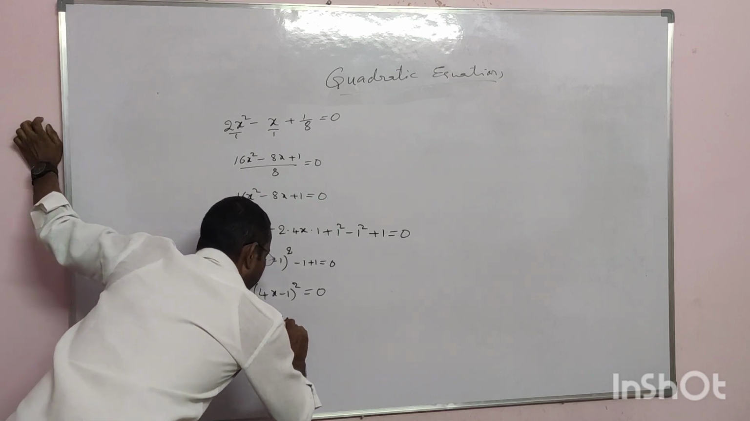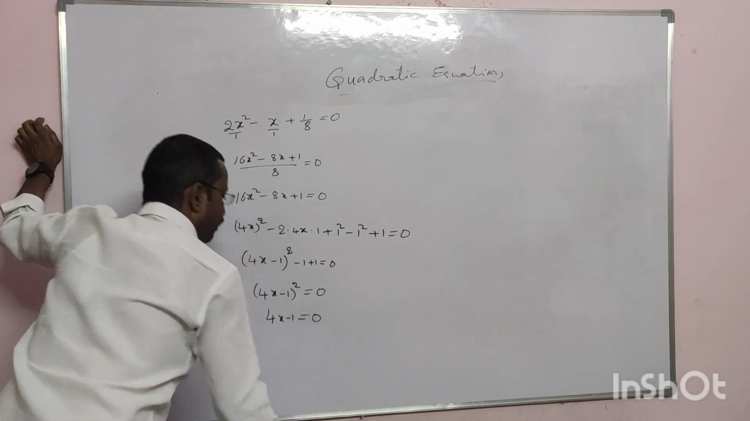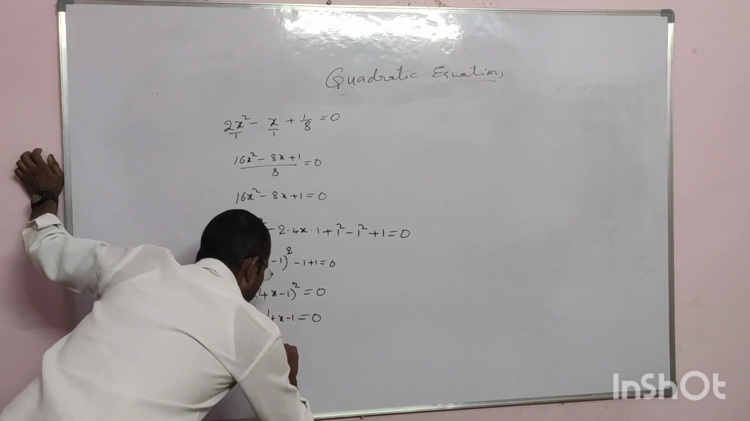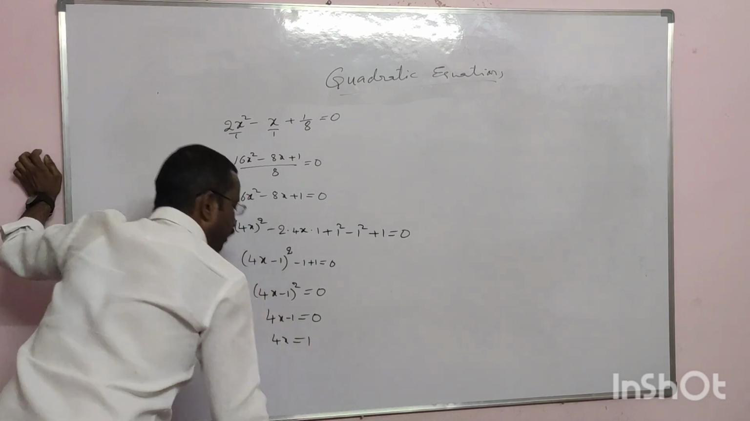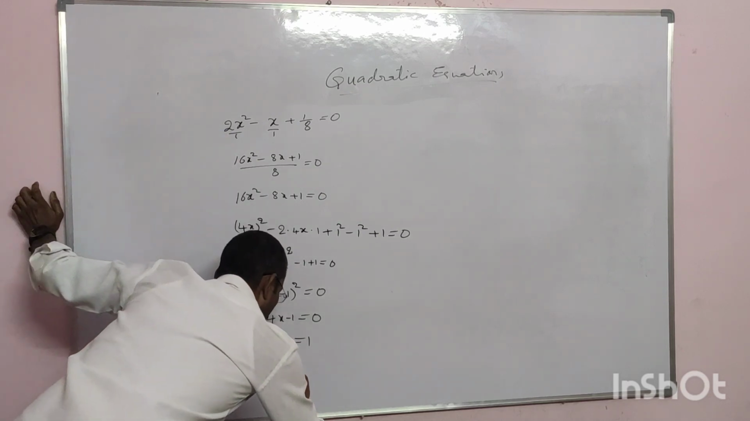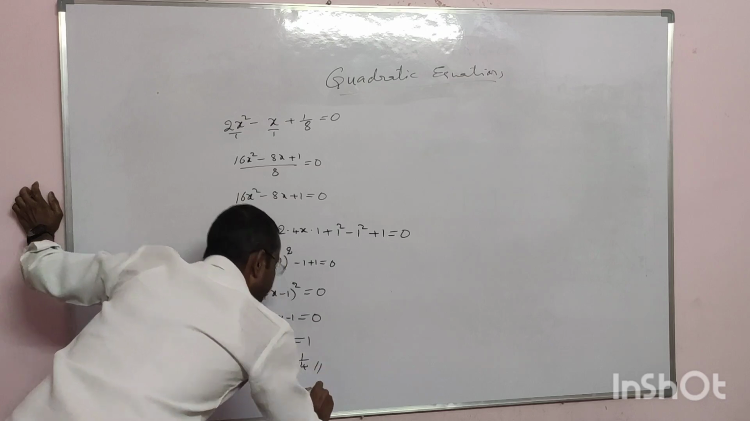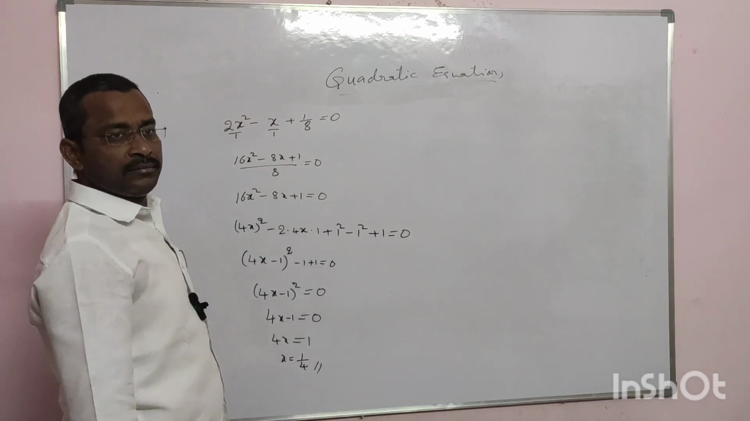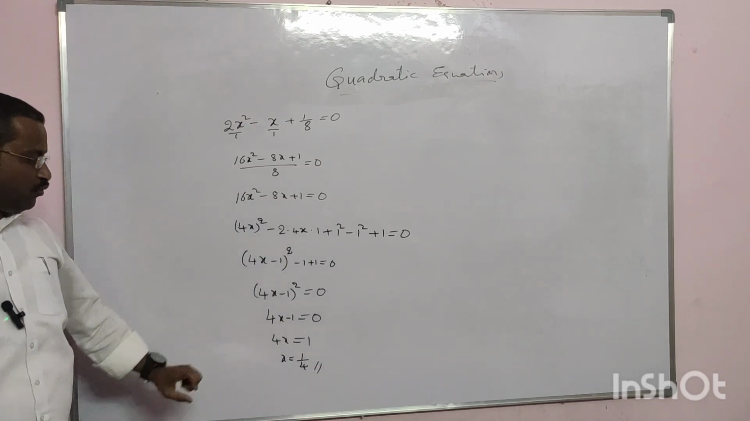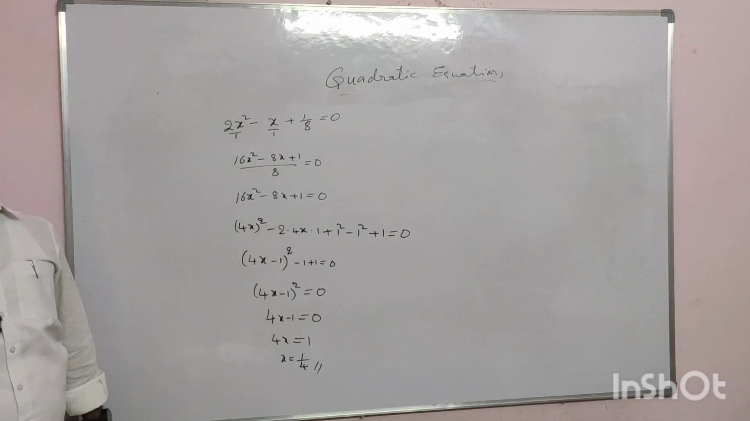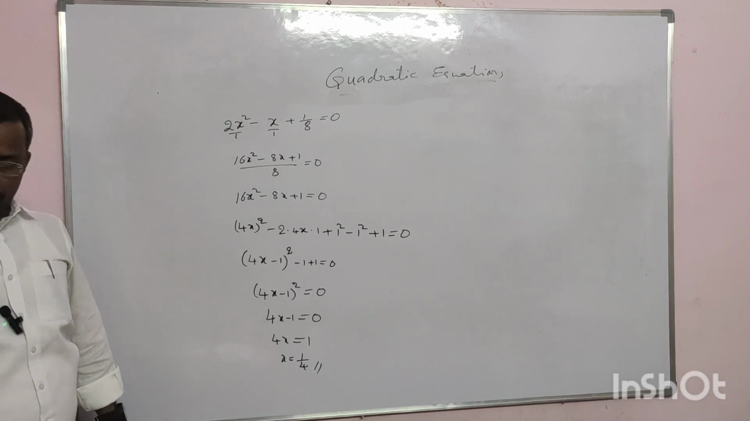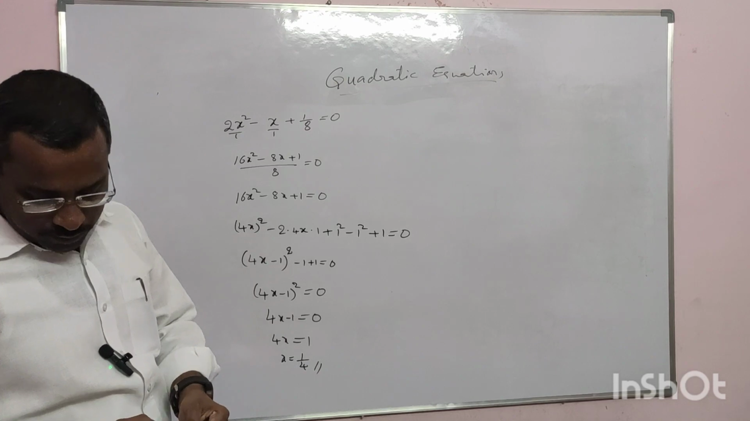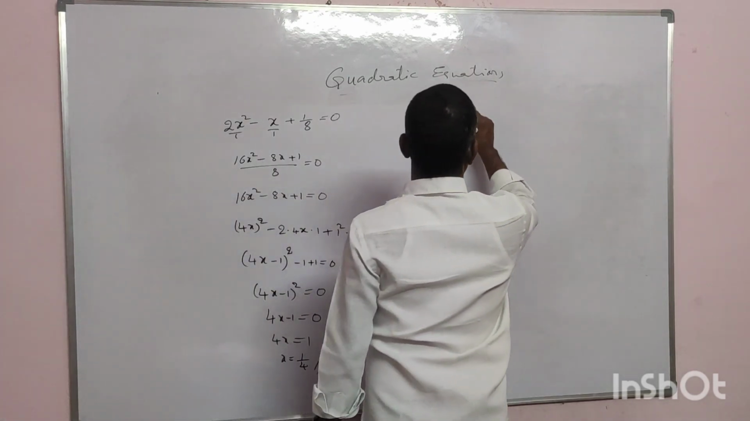Then 4x minus 1 is equal to 0. 4x is equal to what, Nana? x equal to what? So 1 by 4 is its root. Any other method, you can check it. So one more question, you take it.